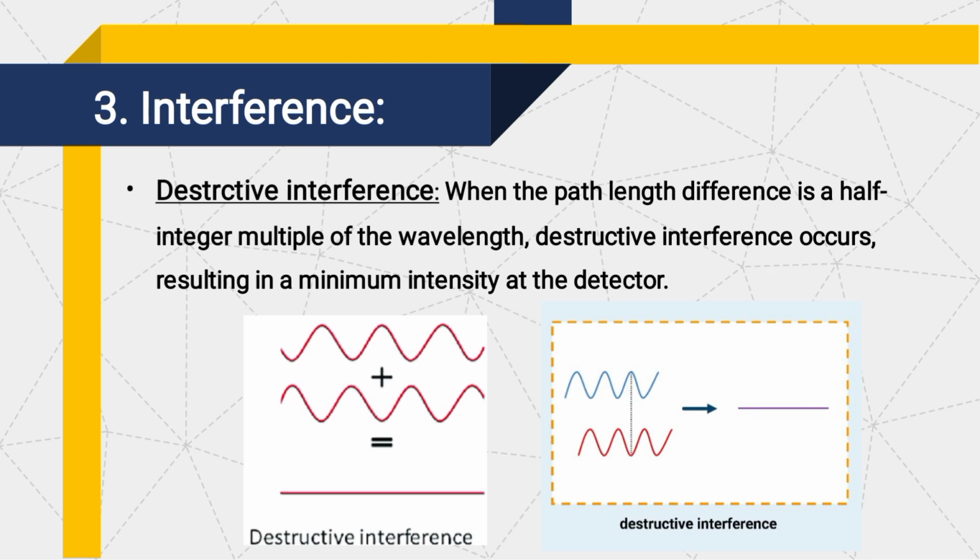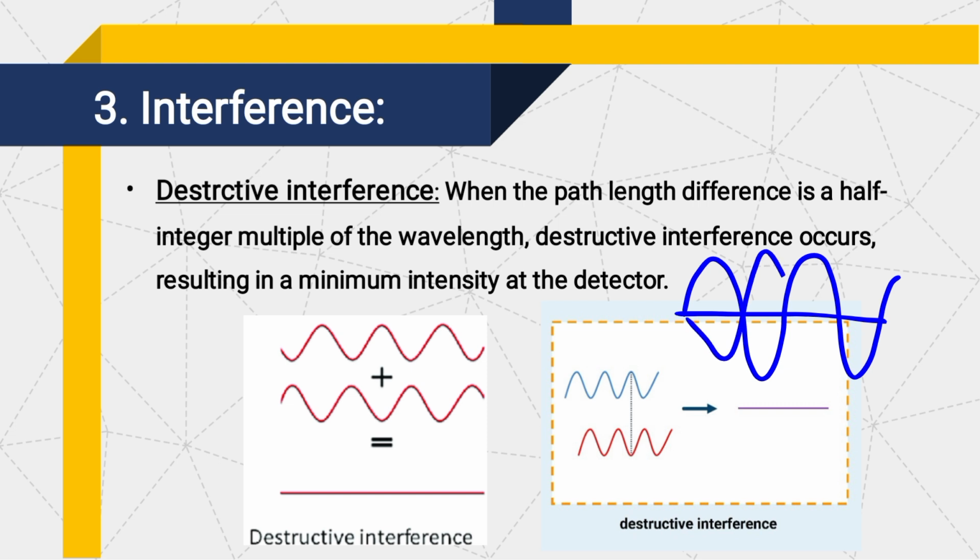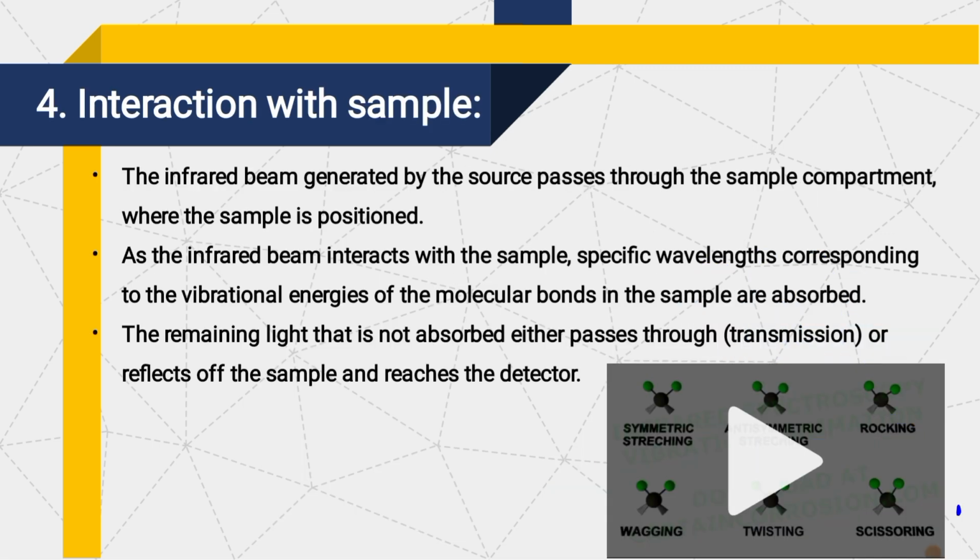Number two is destructive interference. When the path length difference is a half integer multiple of the wavelength, destructive interference occurs, resulting in a minimum intensity at the detector. It happens when there is a difference of path length. When the crest and trough of the wavelengths are different, they cancel each other's effect and we get a straight line, which results in the minimum intensity at the detector.